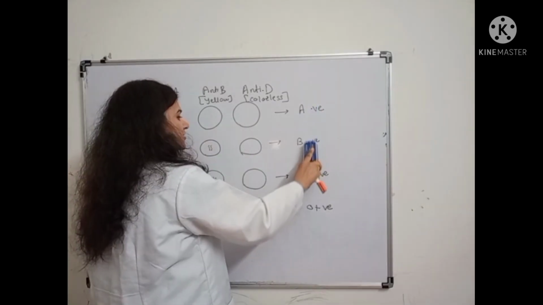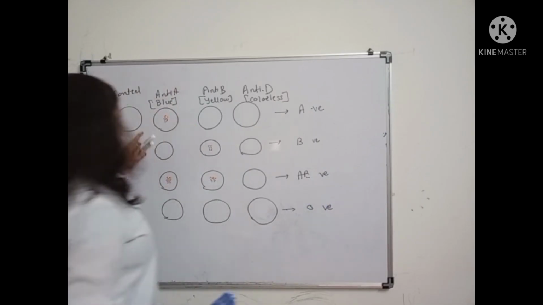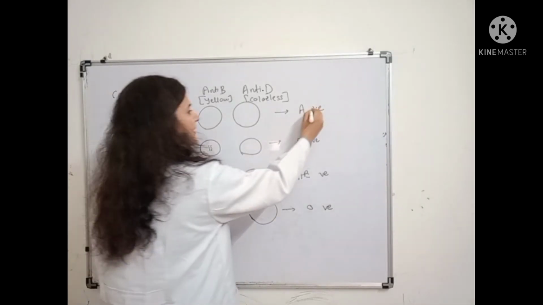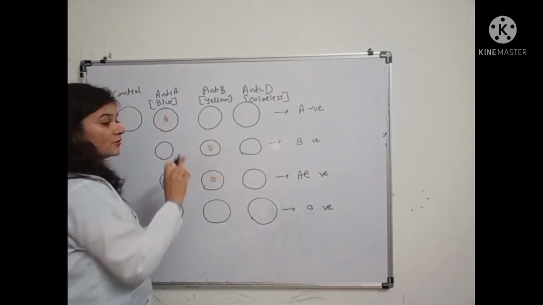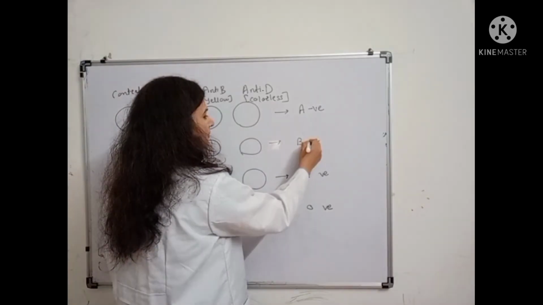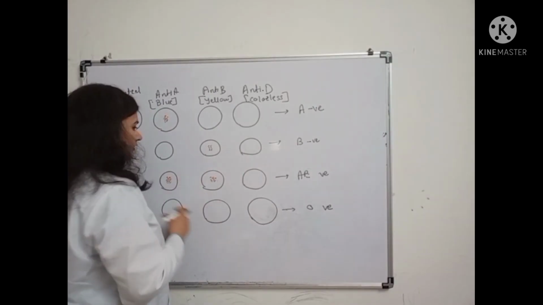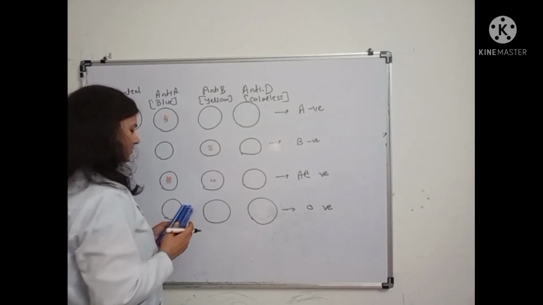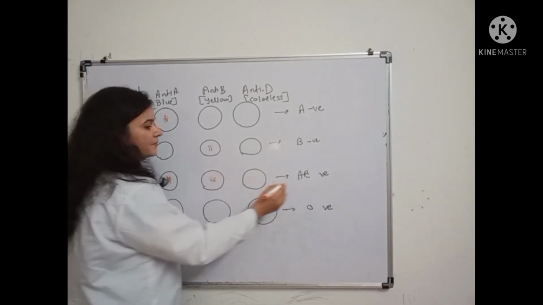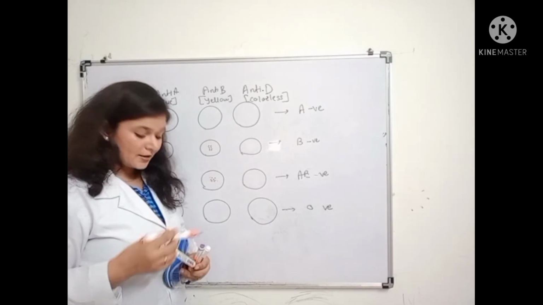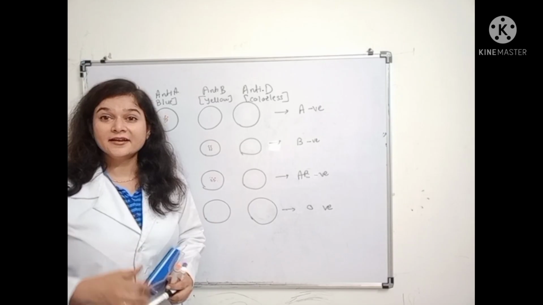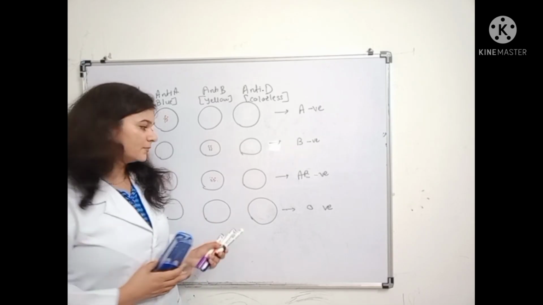If the only agglutination reaction is present in the pit of anti-sera A, it means the person has the blood group A negative. If only agglutination reaction is present in the pit containing the anti-sera B, then the individual has the blood group B negative. Here also, if there is agglutination reaction in anti-A and anti-B, the person has the blood group AB negative, and for O negative there is no agglutination reaction in any anti-sera. Okay, so that is blood group O negative.